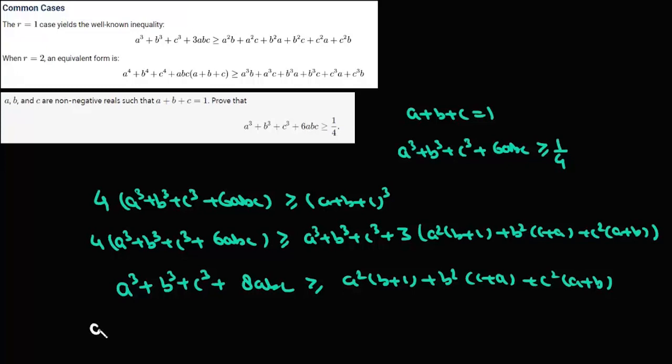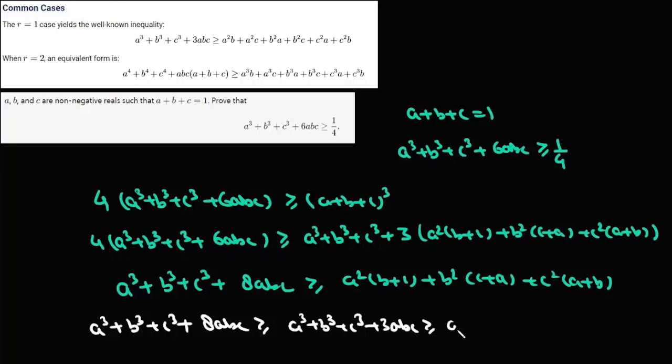Now we know that since a, b, c are non-negative real numbers, then a cube plus b cube plus c cube plus 8abc will always be greater than or equal to a cube plus b cube plus c cube plus 3abc, which is greater than or equal to a square (b plus c) plus b square (c plus a) plus c square (a plus b), which is a standard result from Schur's theorem. So that means this inequality is true.